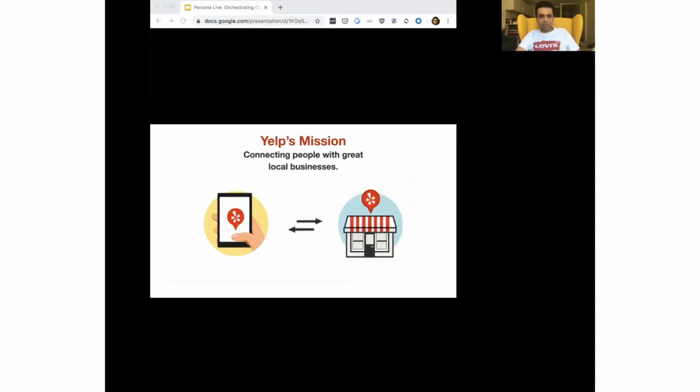So what is Yelp? Yelp's mission is connecting people with great local businesses. As you can see there, on the right-hand side, you have a great local business, and on the left-hand side, that's you. And what we do is we connect you.